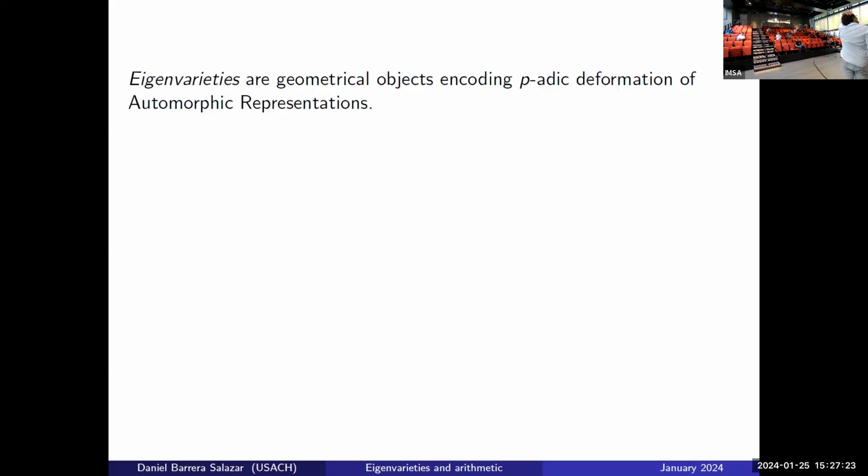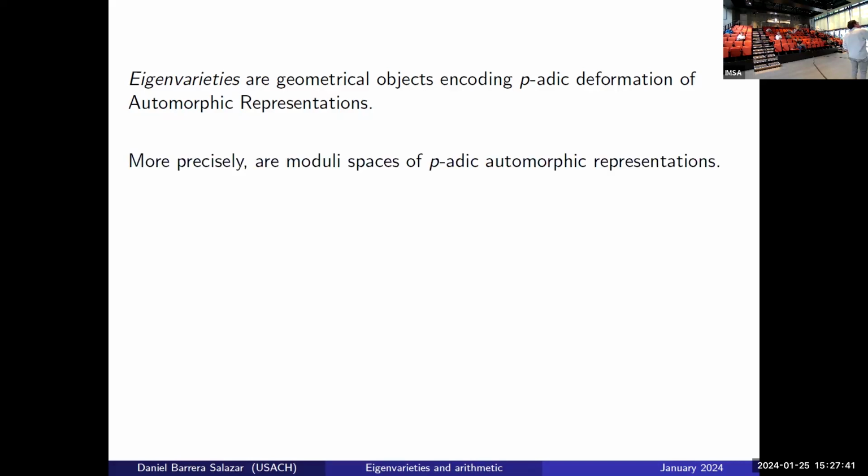Okay. So what are the eigenvarieties? They are geometrical objects encoding p-adic deformation of automorphic representations. So it's what I said till now. The geometry that we are using here is rigid geometry, a non-Archimedean geometry. And these are moduli spaces of p-adic automorphic representations. Automorphic representations I said before, but now I'm adding p-adic. So the moduli space will parameterize a lot of objects, but some of them will be real automorphic representations, global objects that we are considering from the beginning, but others not.